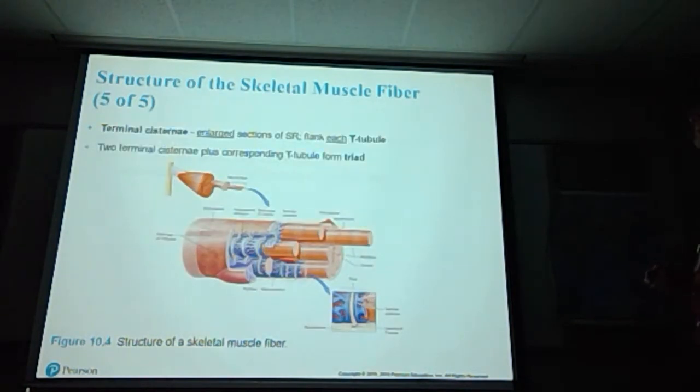They contain a terminal cisternae, which is an enlarged section of the sarcoplasmic reticulum. These structures flank each T-tubule. Two terminal cisternae plus the corresponding T-tubule form a triad. There's the triad right there. There's the cisternae on one side. There's the cisternae on the other side. There's the opening of the tubule forming the triad. There's the tubule, and there's one cisternae, and there's the other.